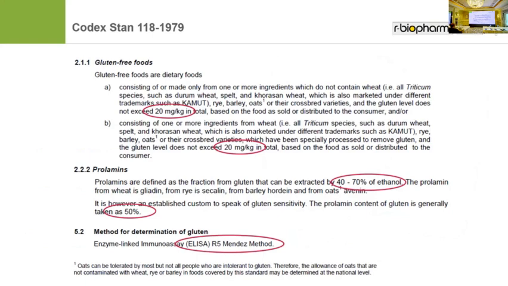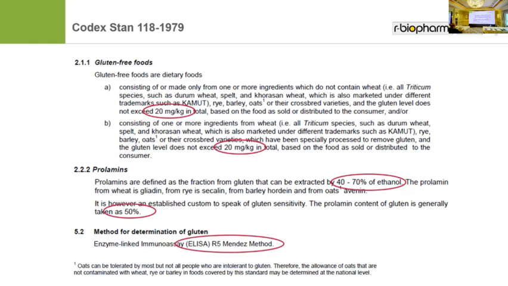The one is the limit value, the 20 milligram per kilogram. Food which contains perhaps some small concentrations of gluten, but below this 20 milligram per kilogram limit, can be called and labeled gluten-free. Only food above this is not allowed to be called gluten-free.